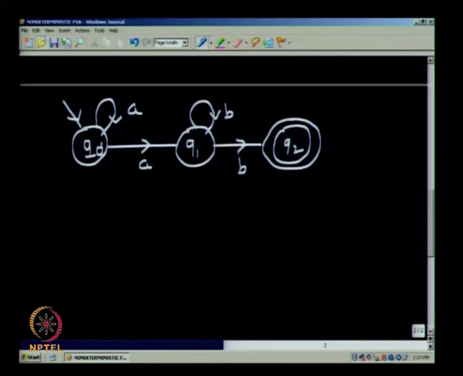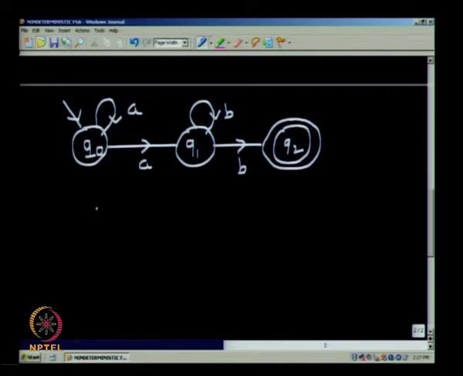This is a non-deterministic diagram because in state Q0 if you get an A you have 2 possibilities, either you can go to Q0 or you can go to Q1. In Q1 if you get a B, either you can go to Q1 or you can go to Q2. So, this is basically a non-deterministic state diagram of a machine. You can draw the state table also.